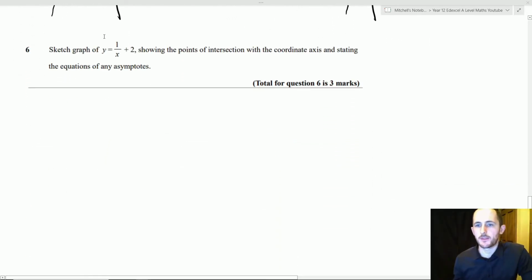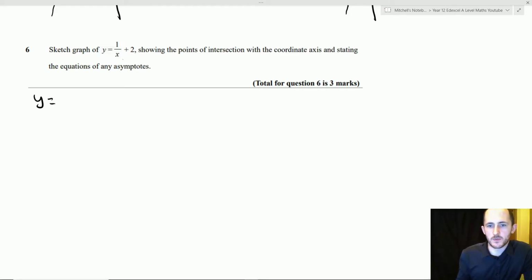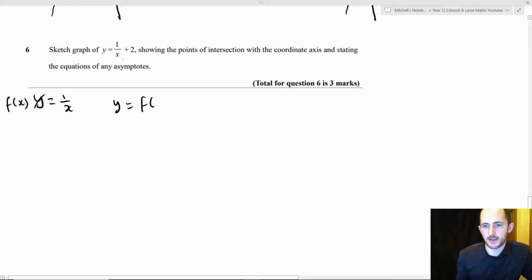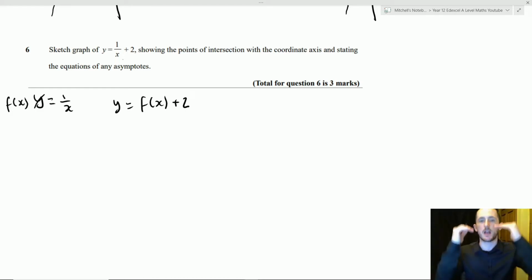So once again, we actually went through the shape of this graph at the beginning, so y equals 1 over x. If we say this is f of x, then what they're doing here is asking us to sketch y equals f of x plus 2. So everything's going to be shifted upwards.